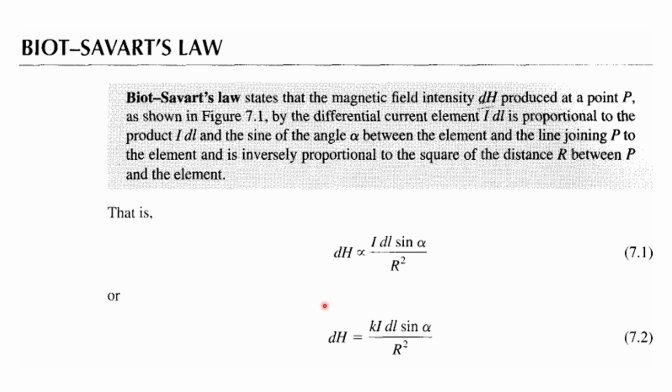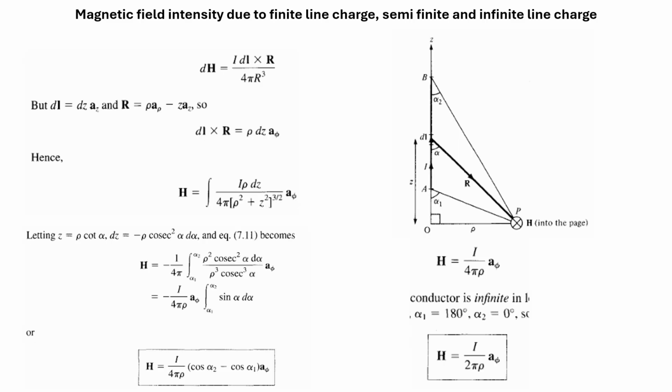The major thing to remember is that the magnetic field intensity in any current carrying wire is directly proportional to the amount of current in the particular element, that is I dl, and the angle between the element and the point, that is sine alpha, divided by the distance square. That's all. Okay, so how can we find the magnetic field intensity due to an infinite line current?